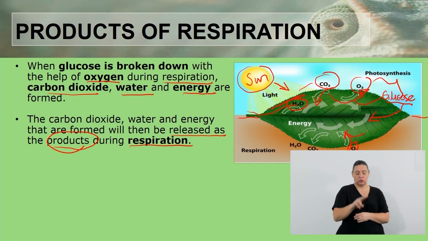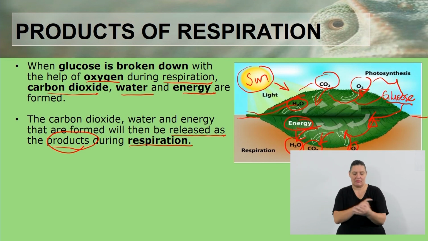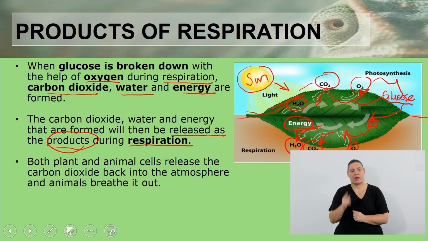The oxygen will then break down this glucose during the process of respiration. And then we get 3 products. And these products are carbon dioxide, which is coming out, water, which is also coming out, and energy. So those are the 3 products of respiration. Now moving on to our next point.